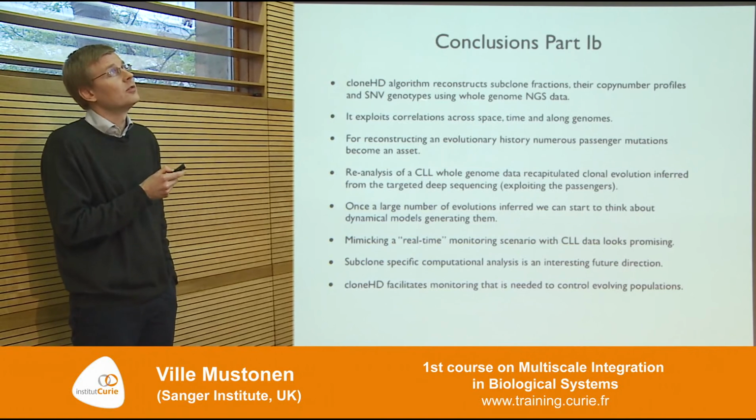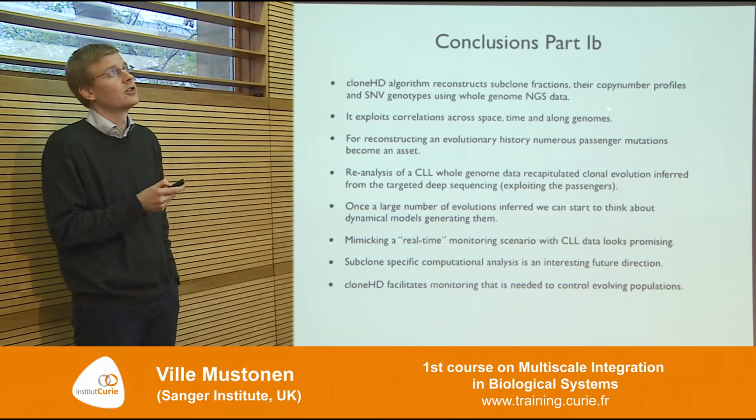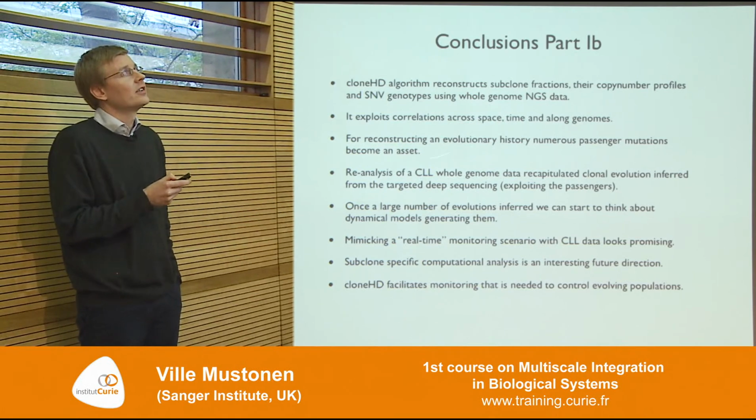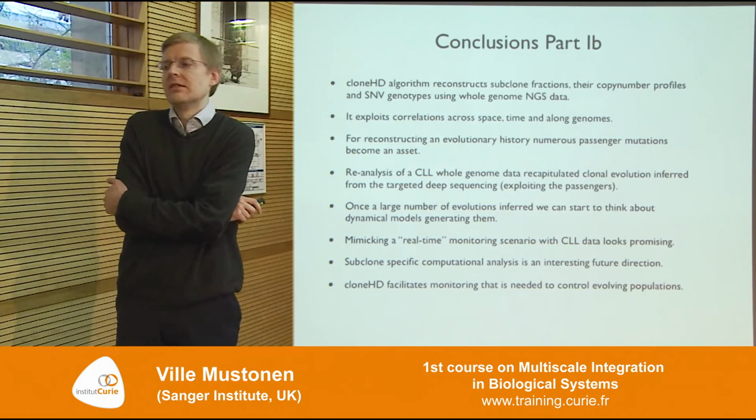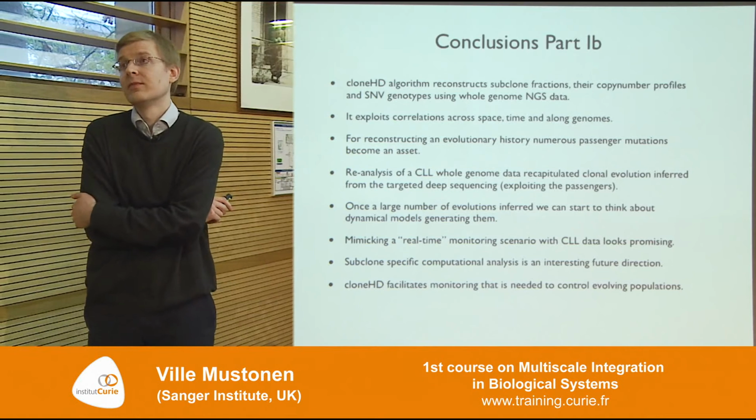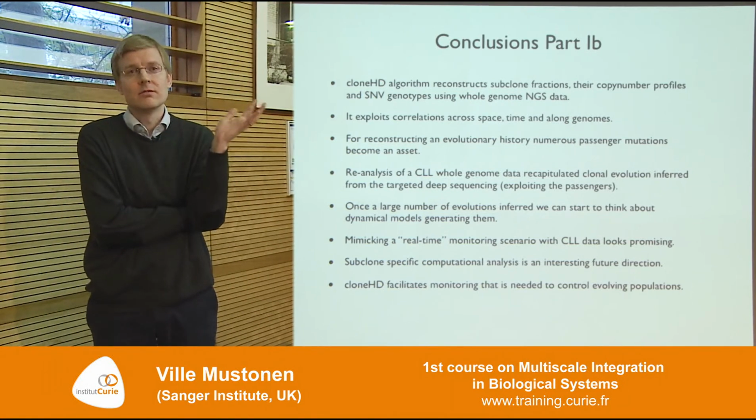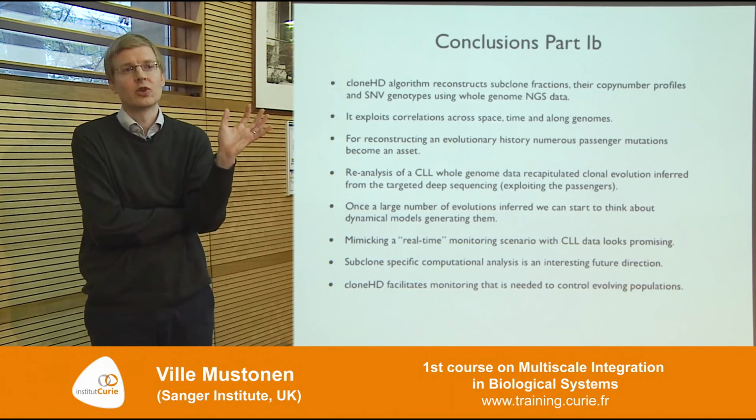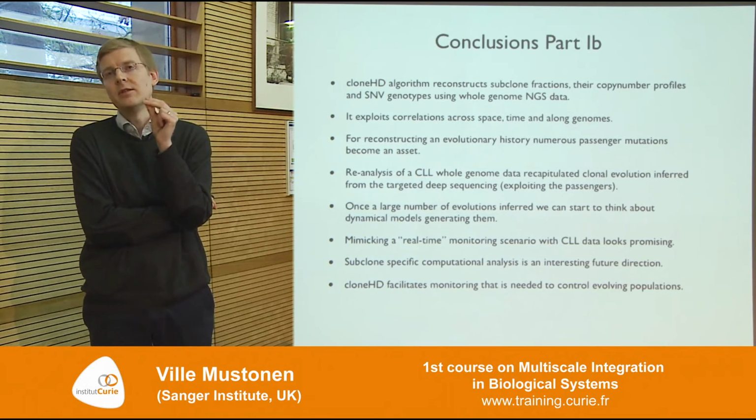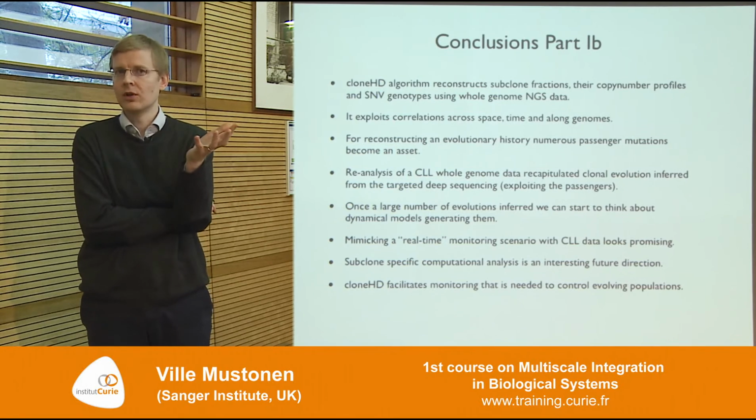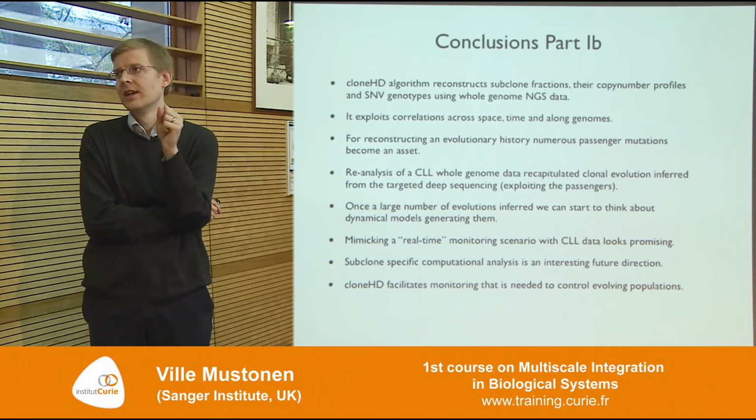So we have developed an algorithm which can be used to reconstruct subclone fractions, their copy number, and SNV genotypes from whole genome and exome data, and it exploits correlations. This is an interesting conceptual point. In cancer genomics, let's say a breast cancer can have 20,000 mutations, and maybe 10 of them are of some importance in the sense that they are so-called driver mutations that give you the phenotype. So it's a very difficult problem, and it's something that many people are working on, where they are trying to discover these driver mutations, these 10 important events out of these 20,000.